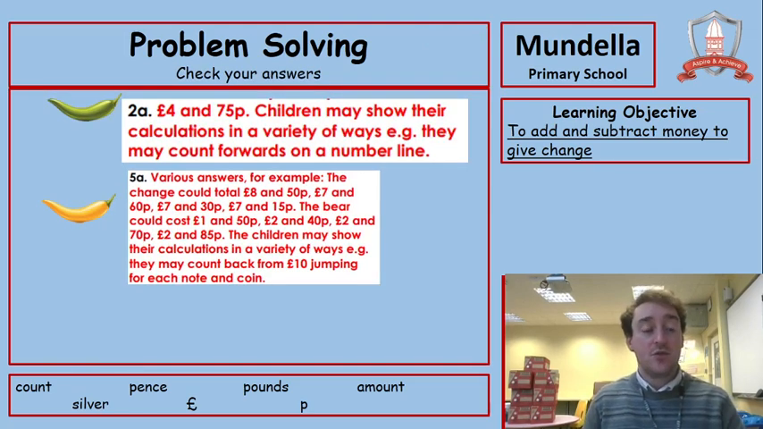Let's have a check for the green and the yellows. Notice again it says various answers, which means that there are many answers. There's not just one answer. So maybe your answer might be right. Just check carefully with what you've written and what this answer says here.